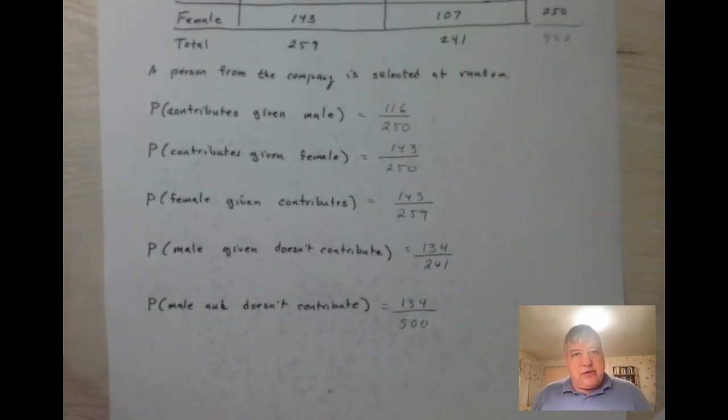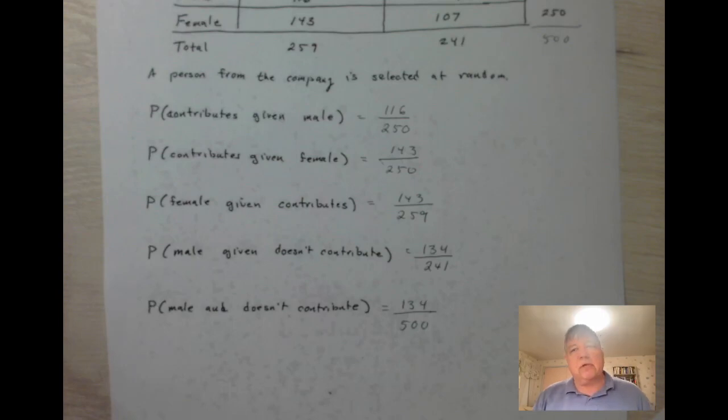Okay, so that's how conditional probabilities work. In the next part, we will go back to talking about independence of events.